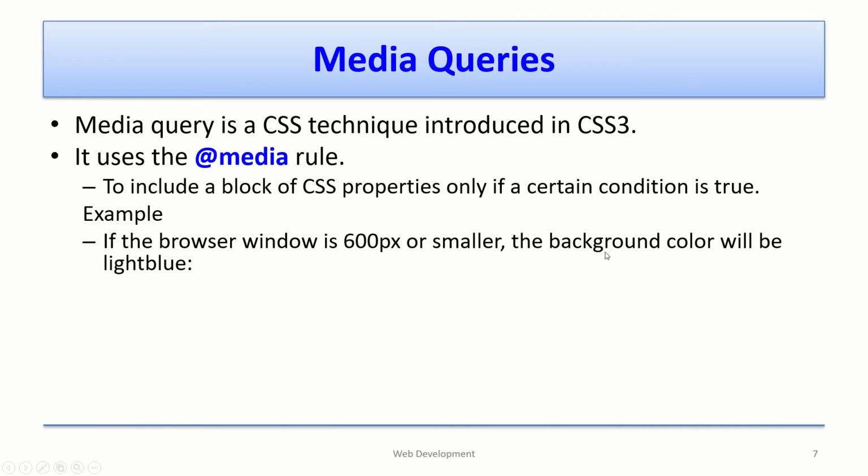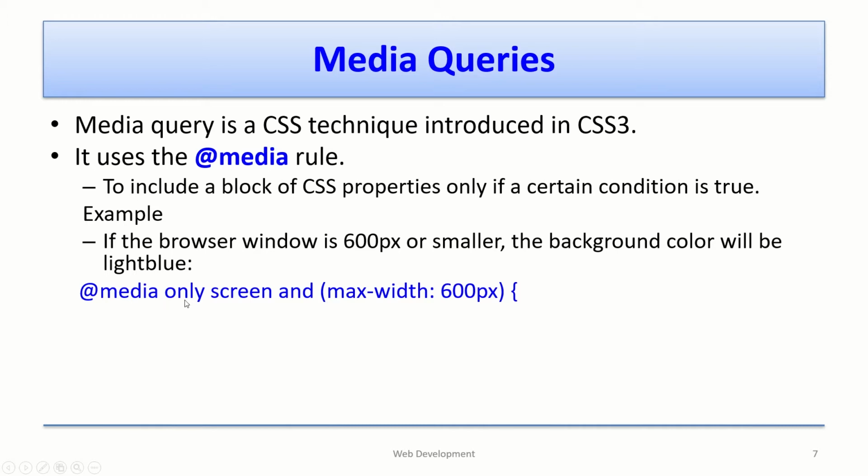In this example, we change the background color to light blue, because depending on the device type, the window size is different. So by using this media rule, we can change different properties depending on the window size. In this example, I am going to set the background color depending on the window size. So this is how we use this @media rule.